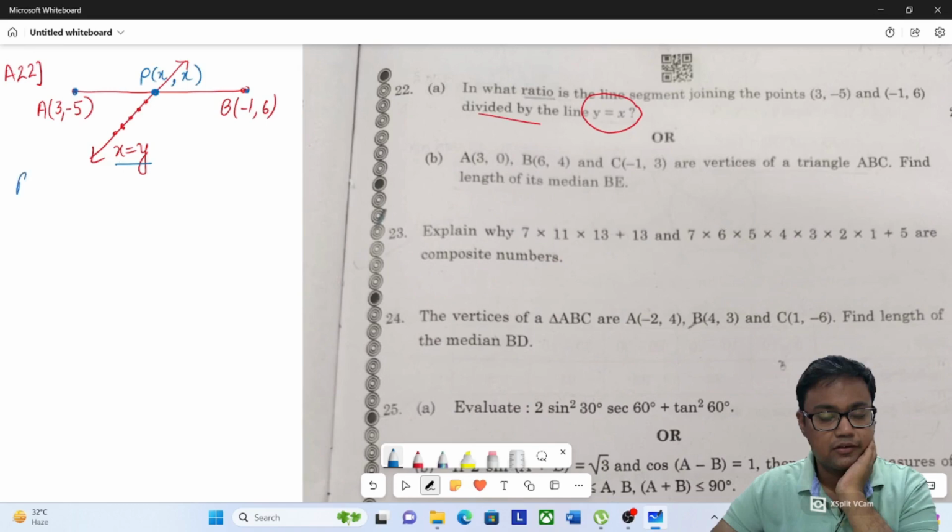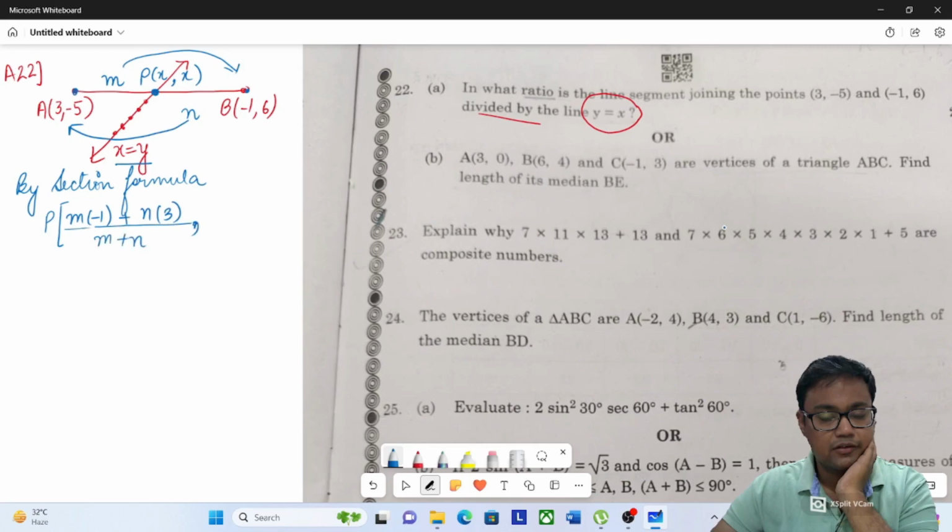Now going by the section formula, I may write the coordinates of point P as, if this is m, that is n, you need to go on the other side. mx2, that is m into minus 1 plus n into 3, nx1, upon m plus n, comma. Similarly, the process has to be followed for the ordinates of both the points, of both the coordinates.